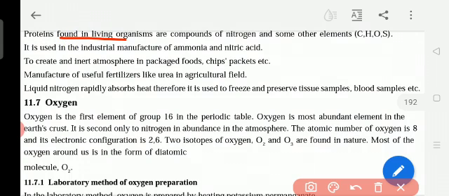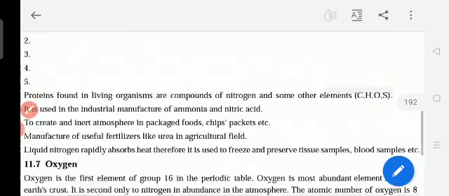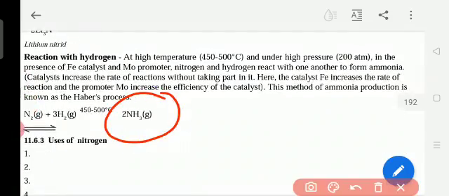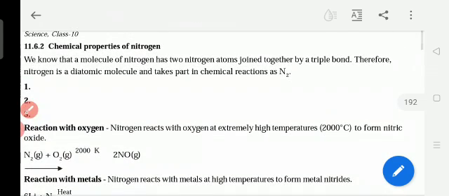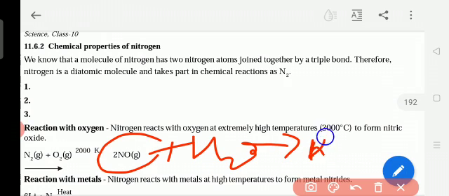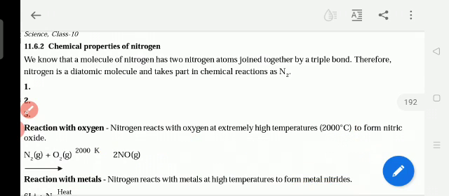Now we see the uses of nitrogen. Proteins found in living organisms are compounds of nitrogen and some other elements, that means nitrogen is present in proteins. It is used in the industrial manufacture of ammonia and nitric acid. For what do we need ammonia? We need it for the plants. Here ammonia is prepared with nitrogen. Another one is nitric oxide, and when nitric oxide reacts with water, it forms nitric acid, that means HNO3.